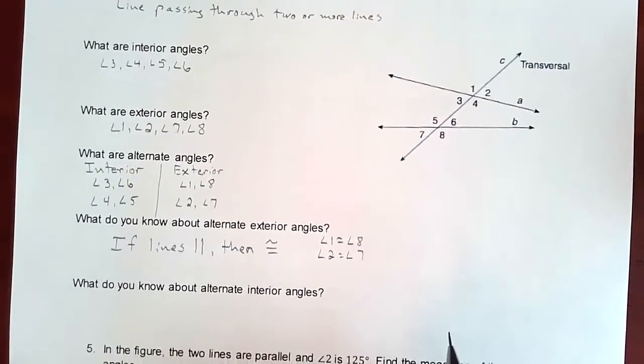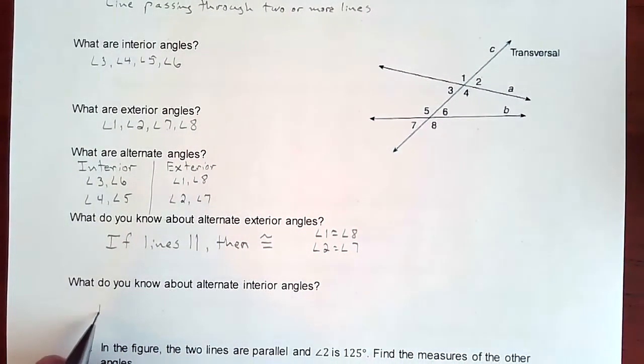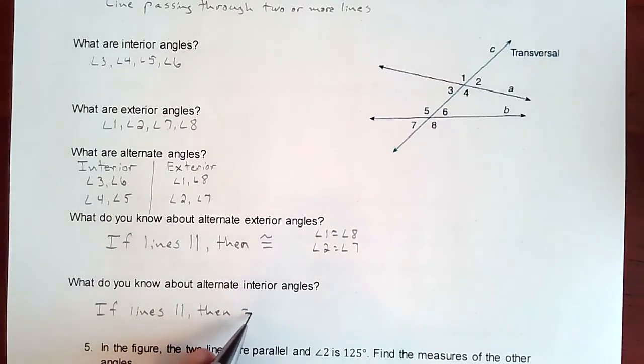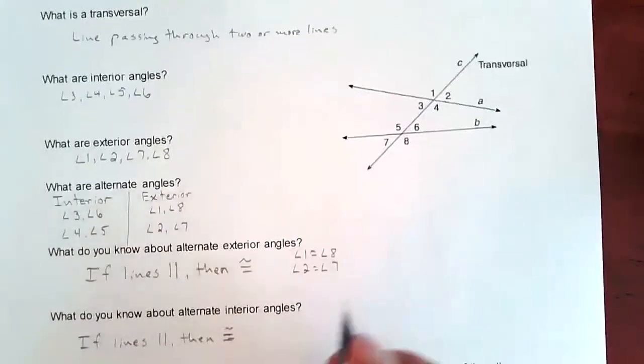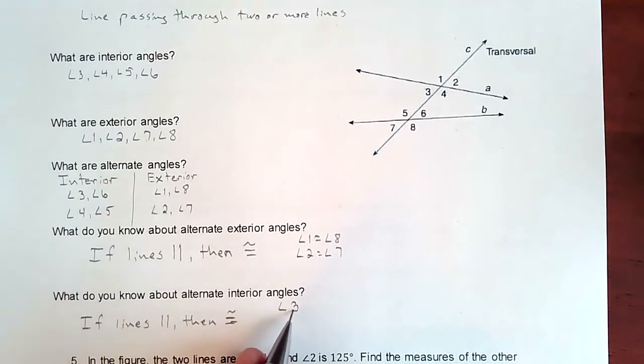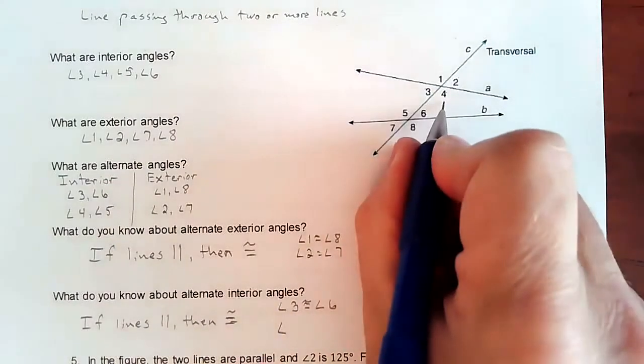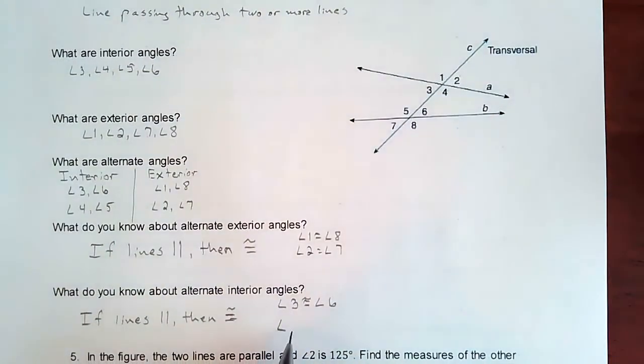All right, and then alternate interiors, same exact situation. If the lines are parallel, then they would be congruent. So 3 would be congruent with 6. And then angle 4 would be congruent with angle 5.